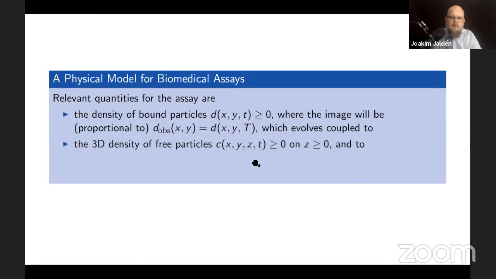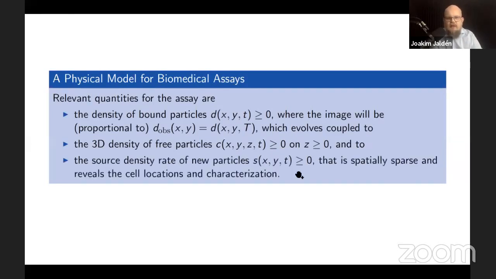But then as an intermediate quantity, you also have the density of particles which are in free motion in the liquid medium. And this has three spatial dimensions in a half plane. So everything above the membrane. And at the scale of where things happen here, the membrane is so large you can view it as an infinite plane when modeling this. But it also depends on time, of course. And then very importantly, you have a source density rate, the rate at which particles are introduced into the mix. And they're introduced by cells which reside on the membrane typically. So they have two spatial coordinates, and the production of cytokines over time may vary for cells. And since these are cells isolated at a particular spatial position, you would expect that this source density would be spatially sparse, but not necessarily temporally sparse.